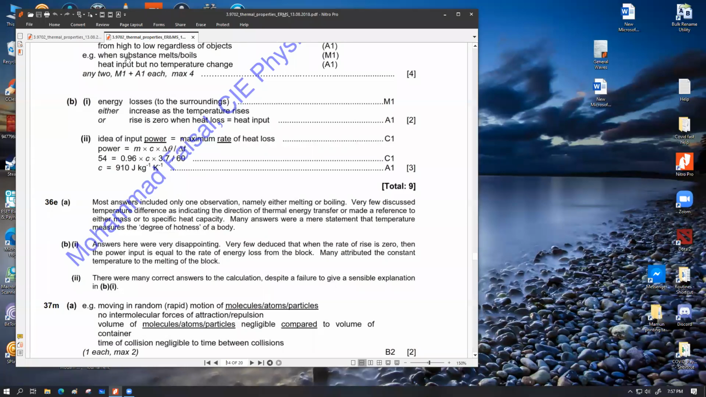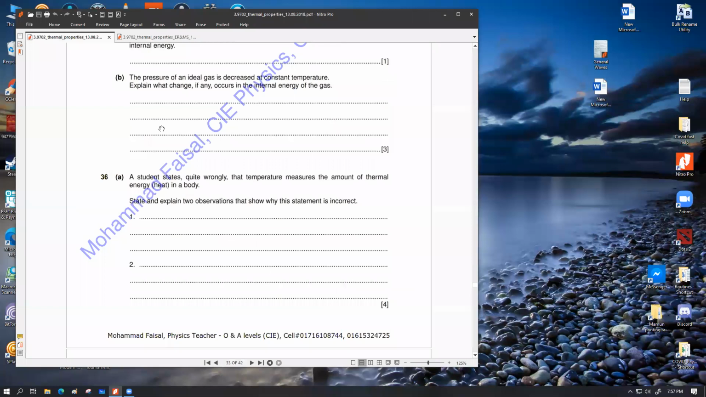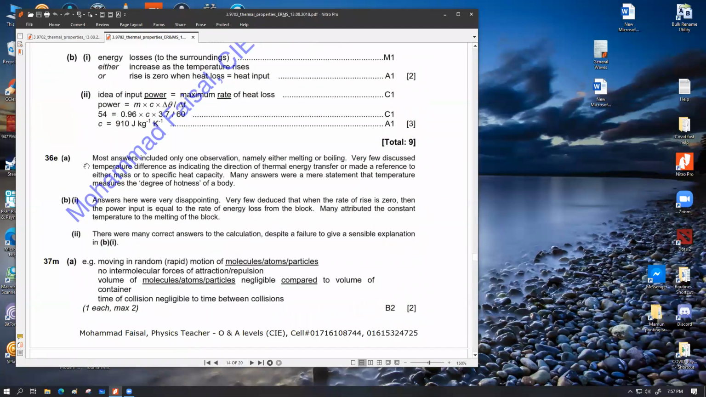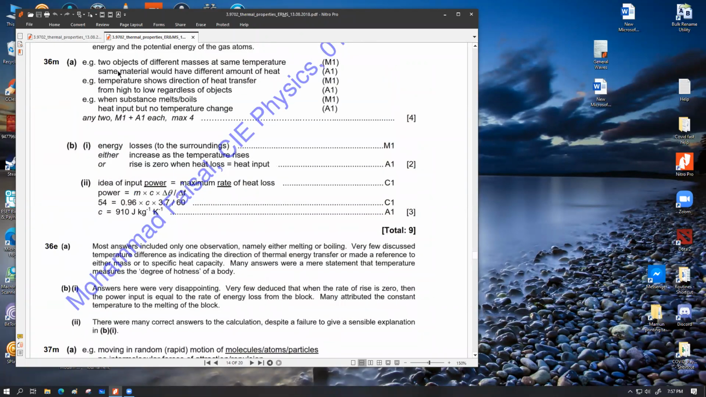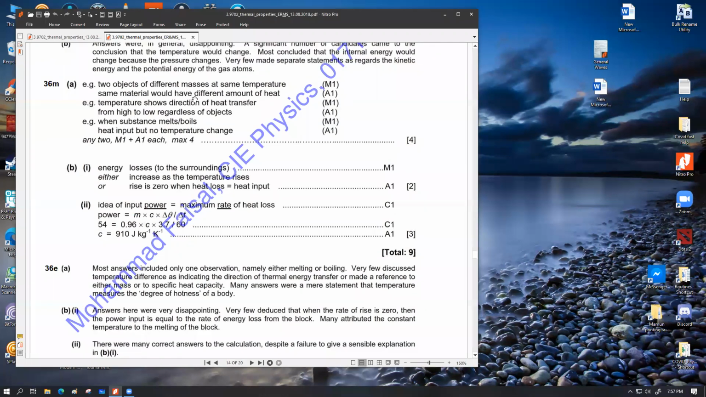This was question 36, right? 36 A. Two objects of different masses at the same temperature, same material, would have different amounts of heat. Even if they have the same material, they can have different amounts of heat. Or for example, temperature shows the direction of heat transfer from high to low regardless of the object. Okay, this is also true. When substances melt or boil, there is heat input but no temperature change. Any two, method 1 plus answer 1, maximum 4.